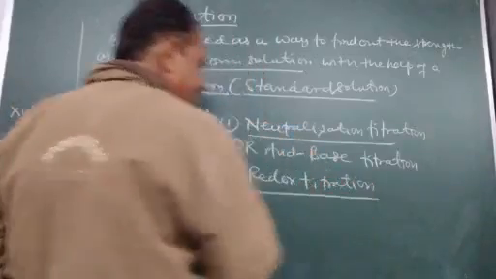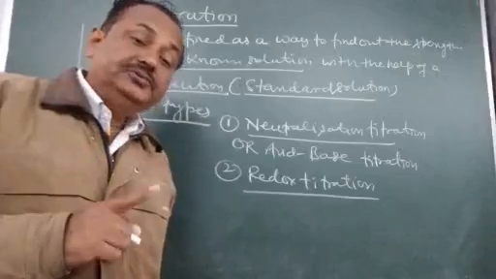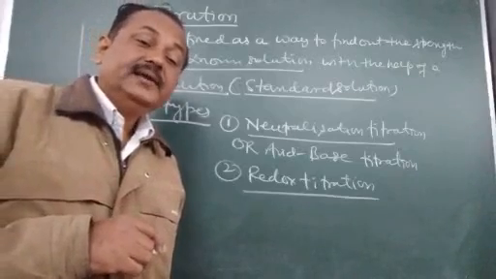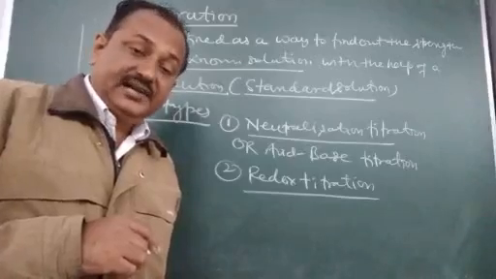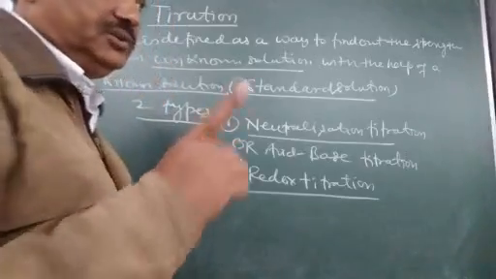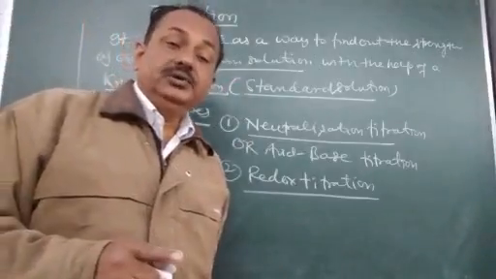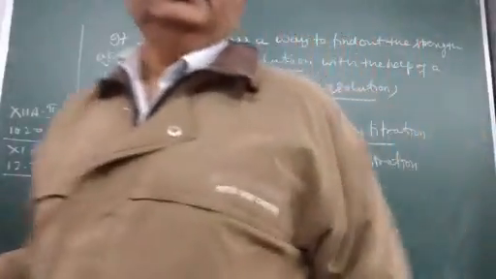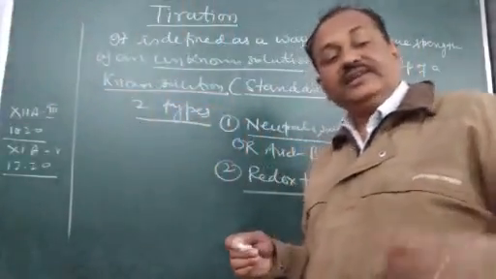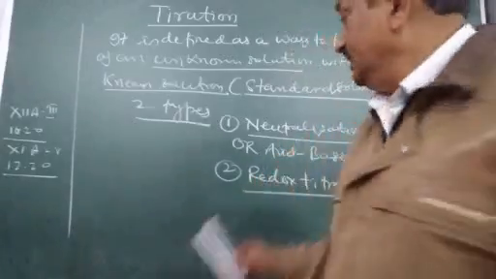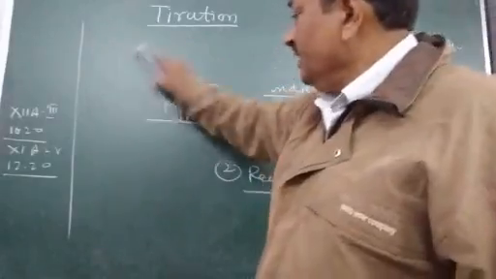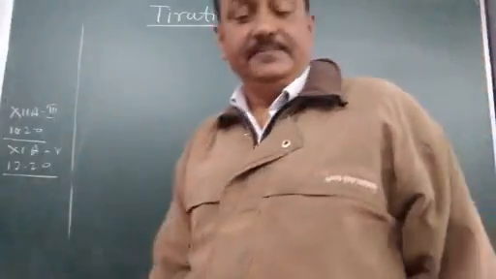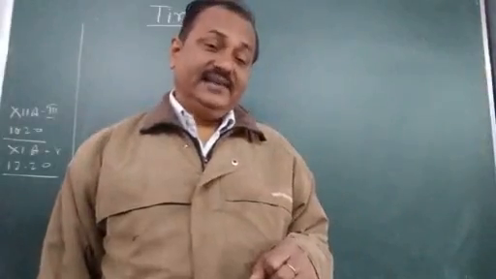You know redox titration? Redox titration means we use oxidizing and reducing agent. We use an oxidizing agent, we use a reducing agent. If one is undergoing oxidation, the other must undergo reduction. And so it is redox titration, which is very much important for class 12. It is done in a slightly different way than the neutralization titration.